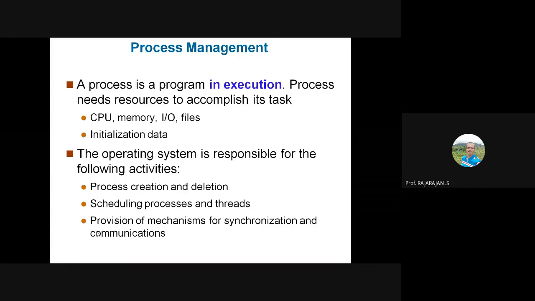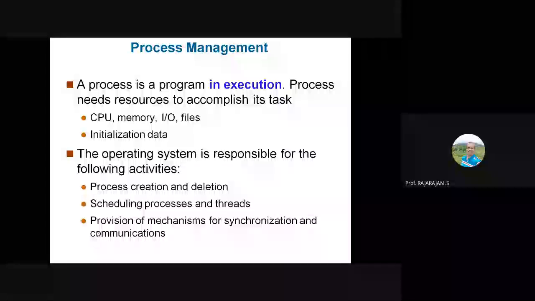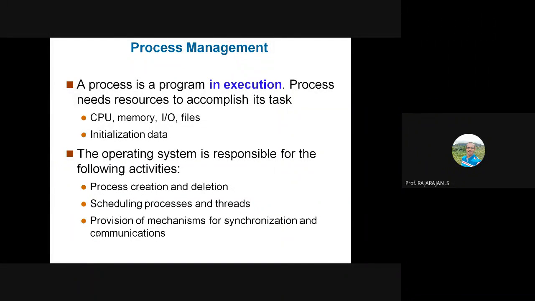A process is going to make use of resources like CPU, memory, IO, files, and data. These are all various resources that the process could ask for. And the OS is responsible for fulfilling the requirements of the process. So it could create the process, terminate the process, schedule the process, supply all the resources for the process, provide synchronization among the processes, and also facilitate the communication among the processes. All these tasks come under the process management of the OS.